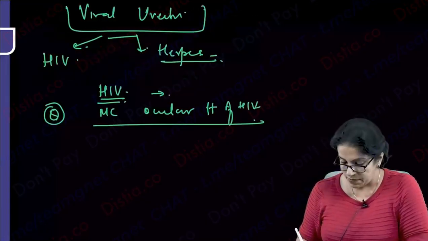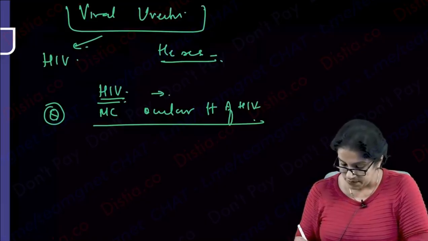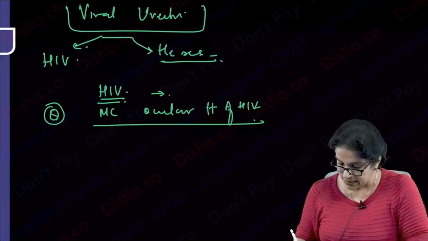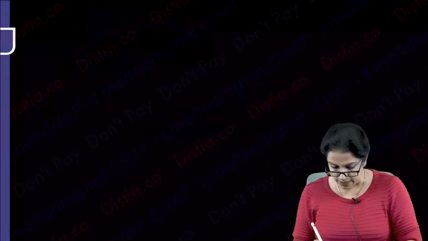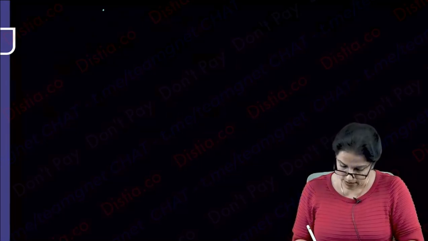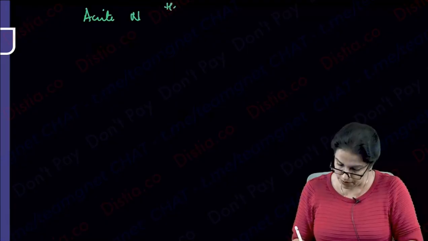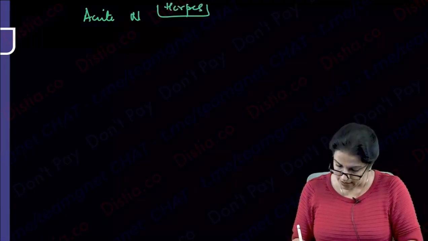So the next main point is about herpes infection. Talking about the other viral manifestations, we will learn about acute retinal necrosis. So through herpes, one is acute retinal necrosis.